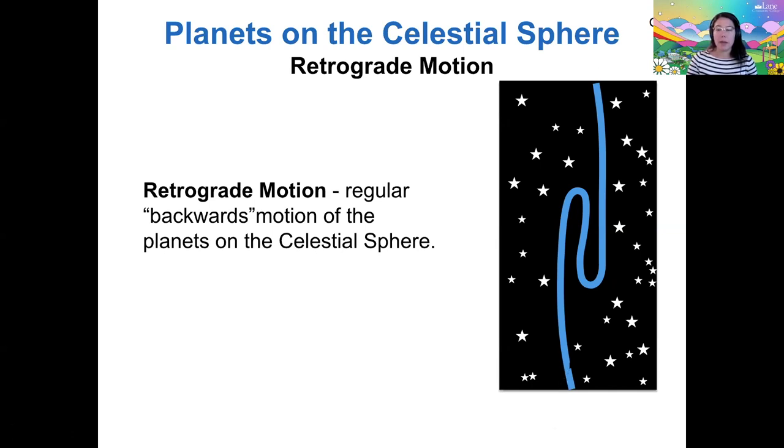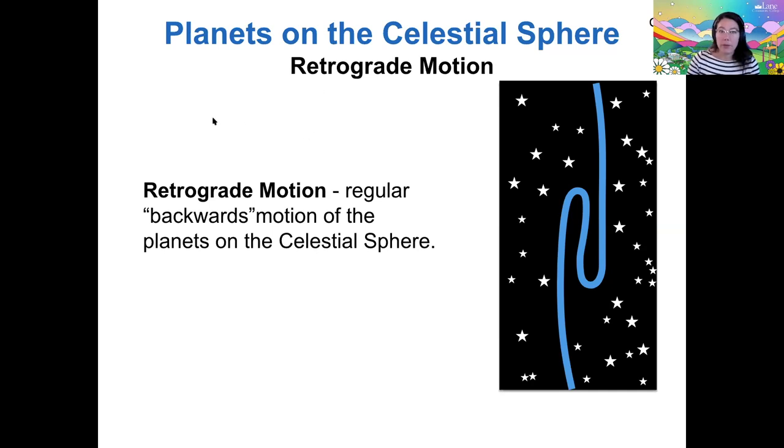If you were going to plot the position of a planet every night at the same time, Mercury, as we just saw, appears to be going forward for a while, then it turns back and loops around, turns around again, and continues the way it started. So this is the backwards motion on the celestial sphere. That's why it's called retrograde, retro meaning reverse.